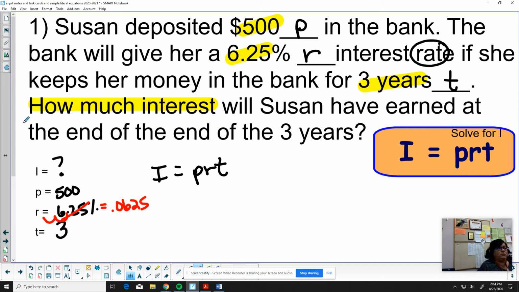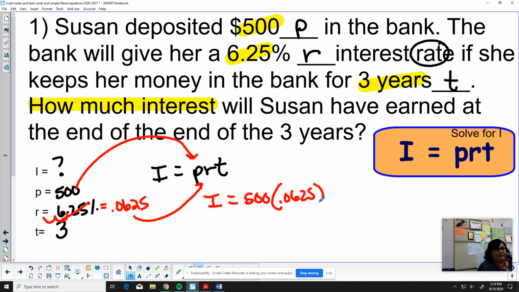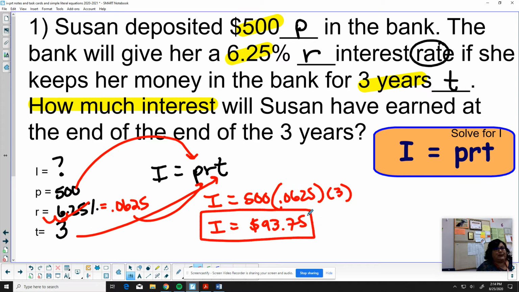So let's plug. We don't know I. It's a question mark, so we leave it as I. We do know P. It's 500, so we put in 500 for P. In for R, we put in 0.0625. And in for T, we put in 3 years. And then we use our calculator. You can use your handheld or you can use your Desmos. So 500 times 0.0625 times 3 gives me $93.75. And my check is that my interest is smaller than my principal, and it is, so I'm right. That's a reasonable answer.